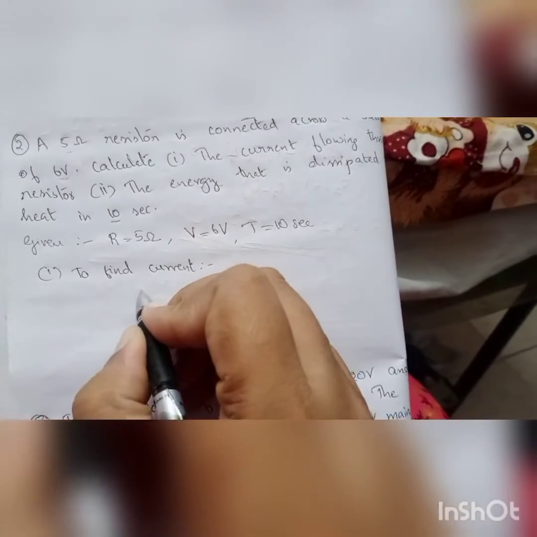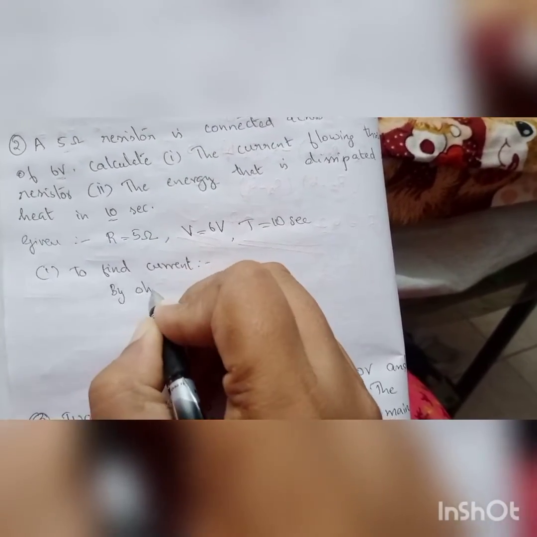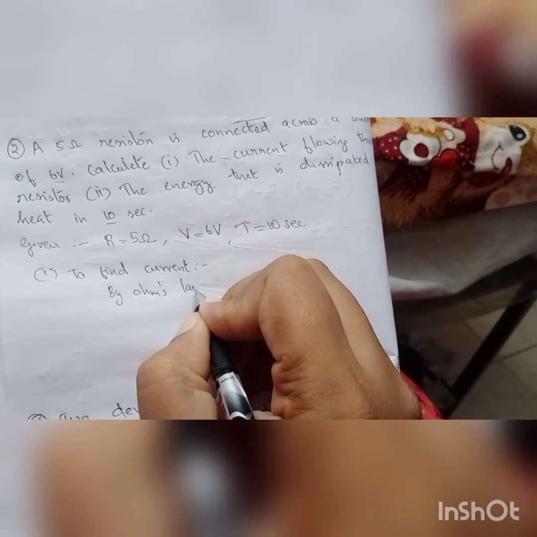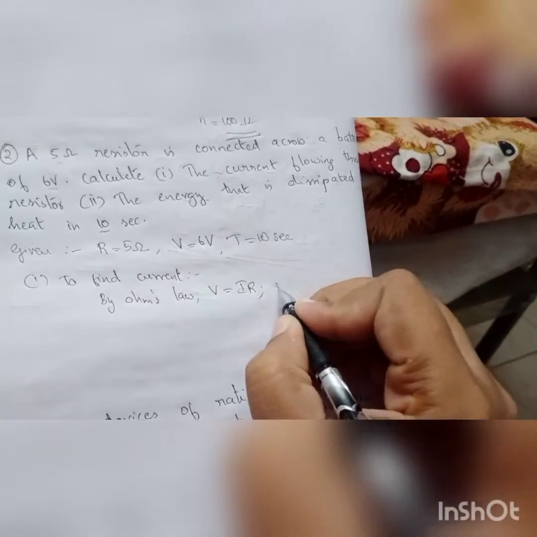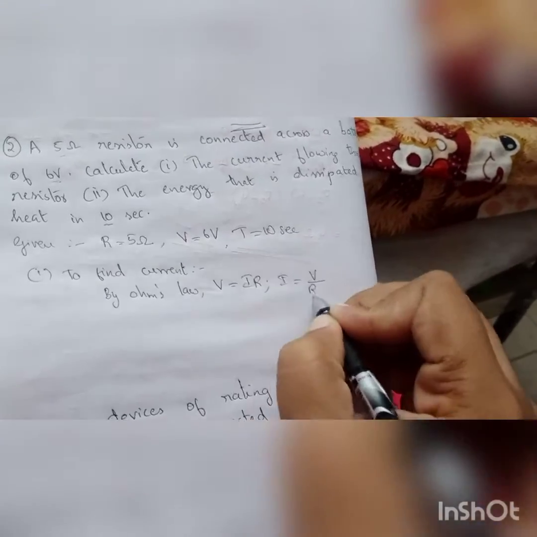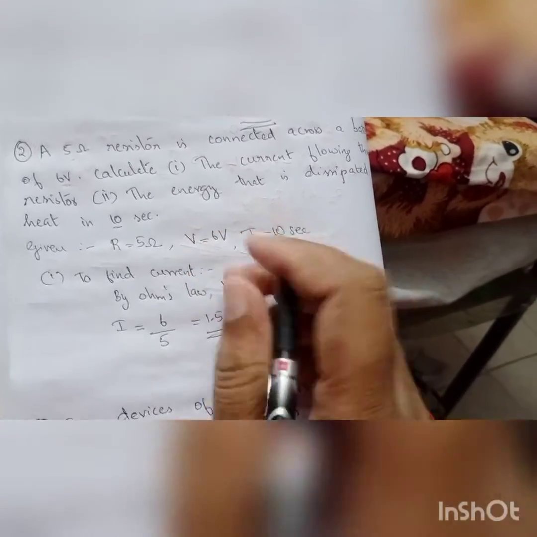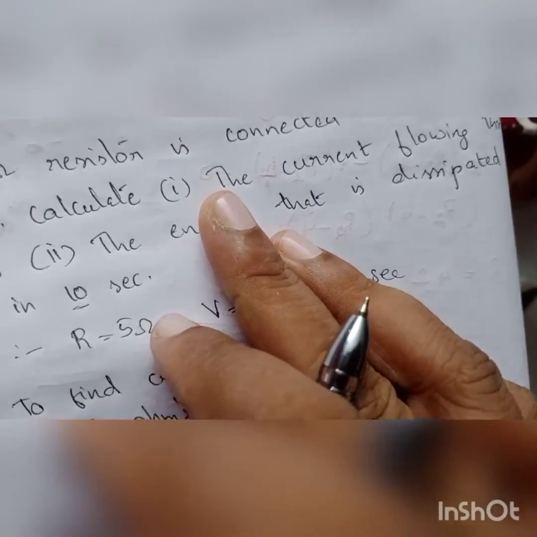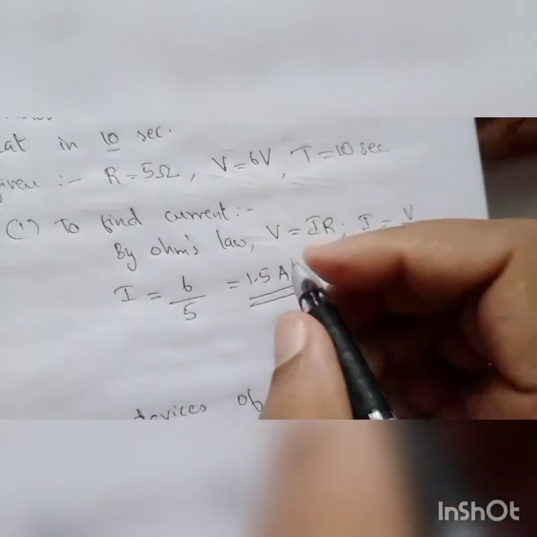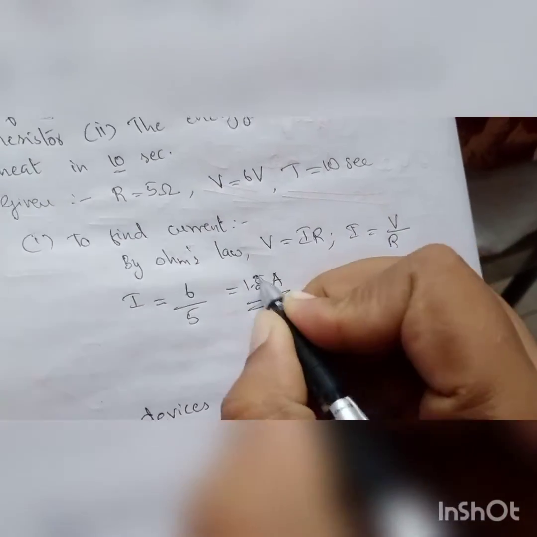So this is simple. By Ohm's law, we can write V is equal to I into R, or from this we can write I is equal to V by R. So I is equal to the value of V is 6 and the value of R is 5. We'll get the value as 1.5 amps. Right, the value of current is 1.5 amps. Sorry, it is not 1.5, it is 1.2 amps.